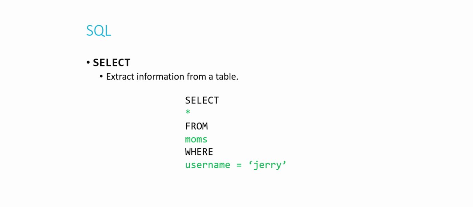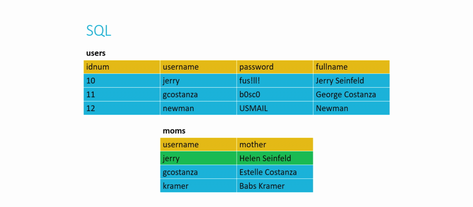There's one other thing we can do with the select query, and that's to select star. Select star from moms where username equals Jerry. Star is just shorthand for every column. So instead of having to specify username, mother, the 2 columns here, or if I was using the users table having to specify ID num, username, password, full name, I can just say select star. Give me everything in that row. And if I select star from moms where username equals Jerry, I am given this set of information back.